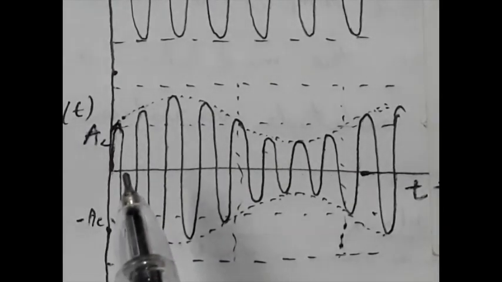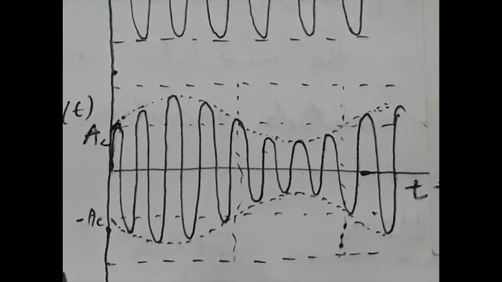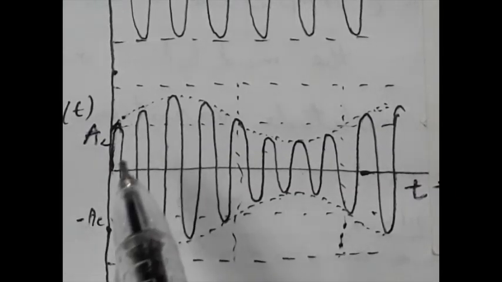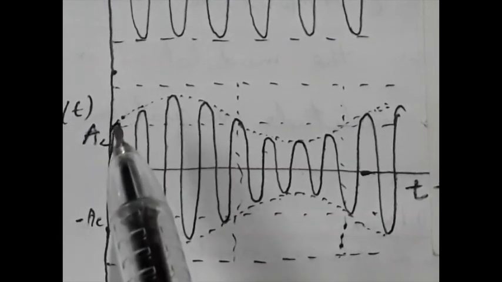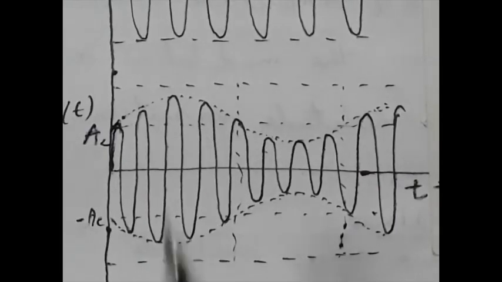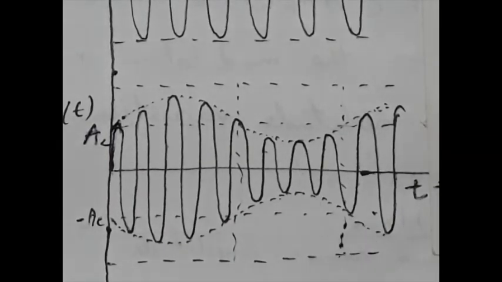Here you can see, don't go by my drawing because it is a hand drawing, but the frequency must remain constant, and the amplitude varies depending on the baseband. This is the amplitude modulated signal.